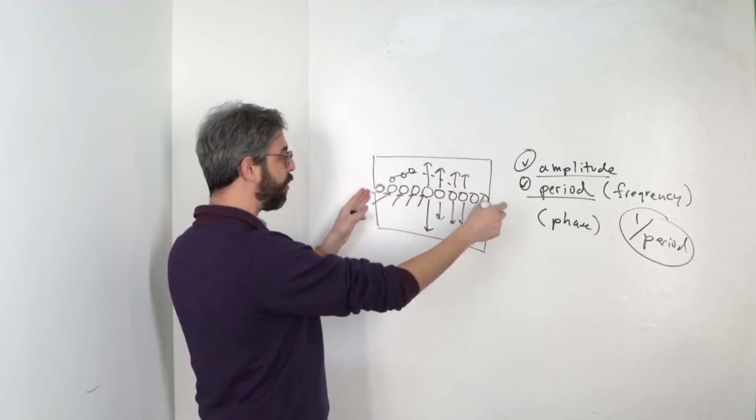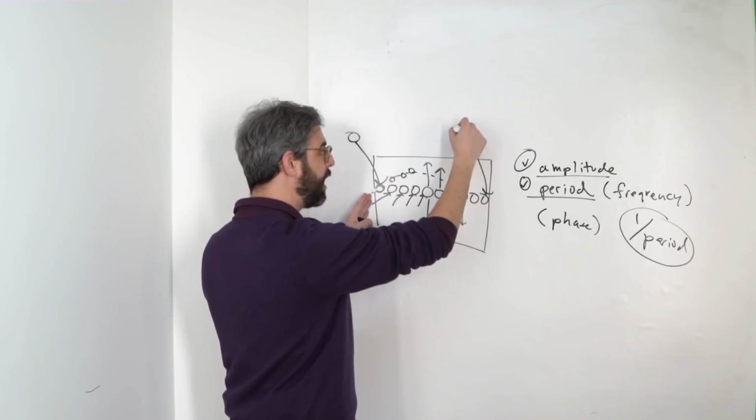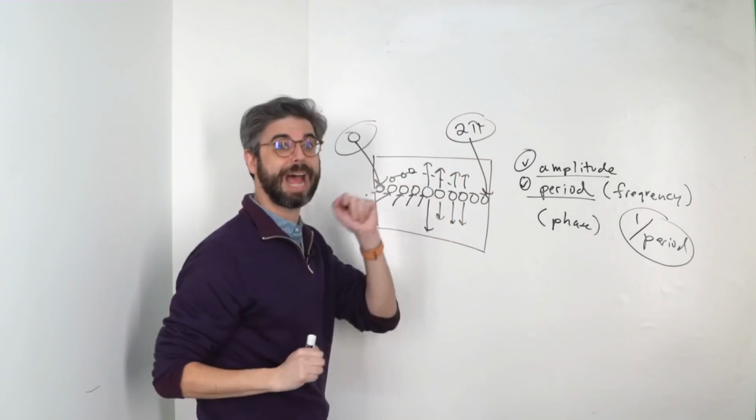Maybe I want to see the full sine wave and make sure the starting angle here is 0 and the starting angle for this one is 2 pi. Let's see what happens when I do that.